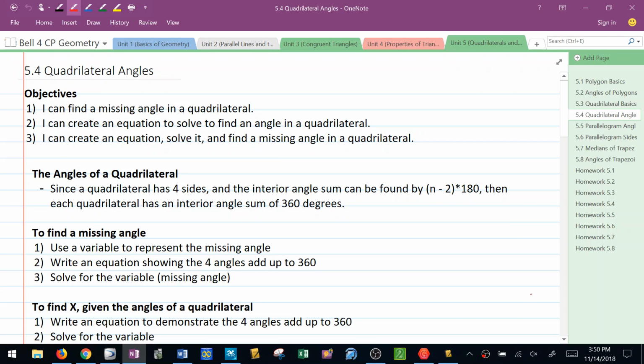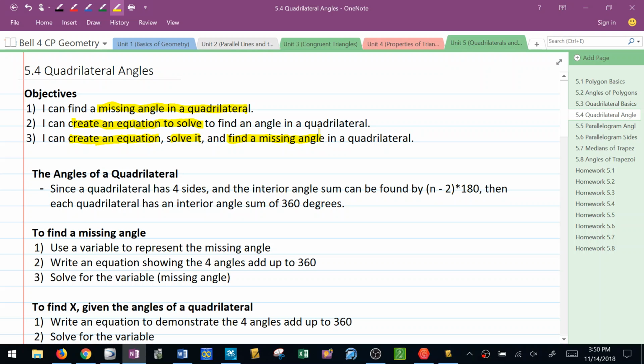Okay, this lesson is about quadrilateral angles. We're going to need to be able to find a missing angle in a quadrilateral. We're going to need to be able to create an equation and solve it. And we're going to need to be able to create an equation, solve it, and then find a missing angle.